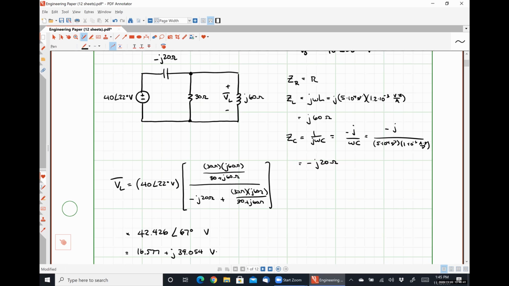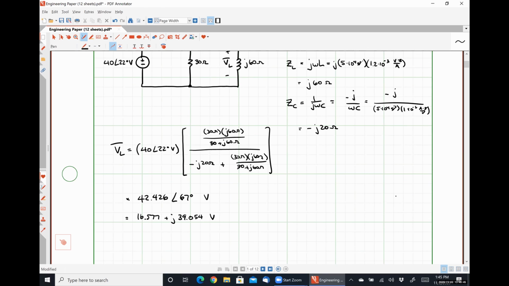All right, so we found this voltage VL. We want the time domain voltage VL of t. How do you think we get back? So we were working in the frequency domain. Now we want our time domain voltage. So what do we do?